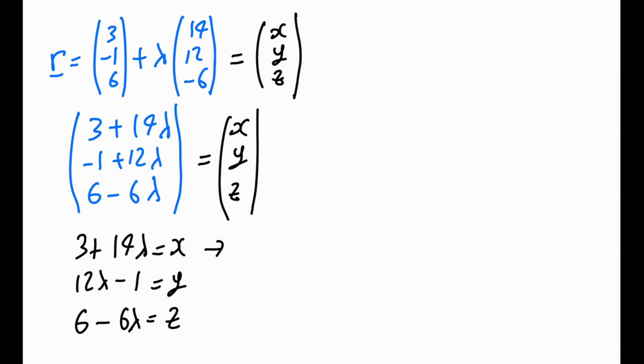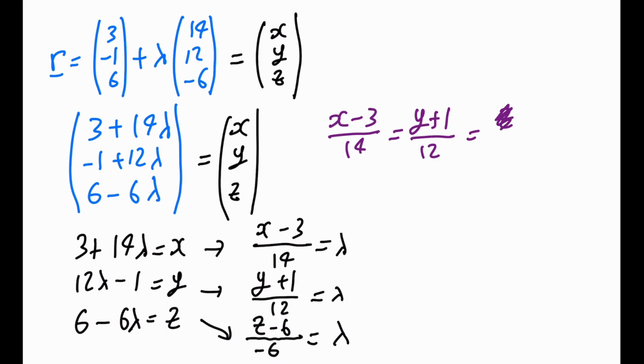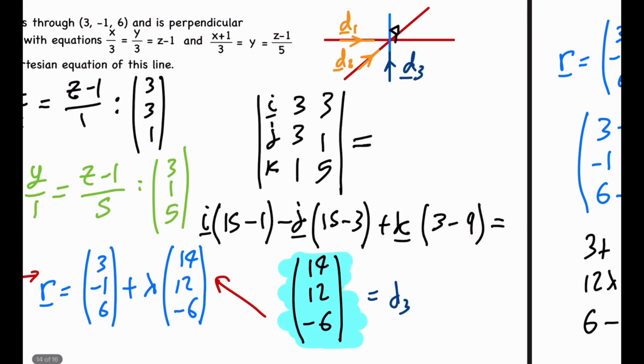And if we rearrange each one to make lambda the subject, we're going to get x minus 3 over 14 is equal to lambda, y plus 1 over 12 is equal to lambda, and z minus 6 over minus 6 is equal to lambda. So now if we equate each one of these equations, because they're all equal to lambda, we can get a final equation which looks something like this. We've got x minus 3 over 14 is equal to y plus 1 over 12, which is equal to, or you can write, 6 minus z over 6. And this is your final answer for the Cartesian equation of the third line, which is perpendicular to both vectors.